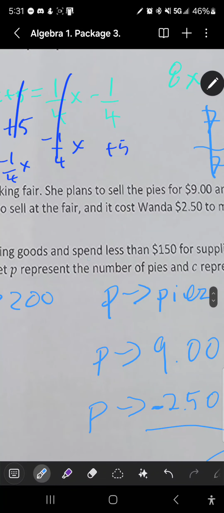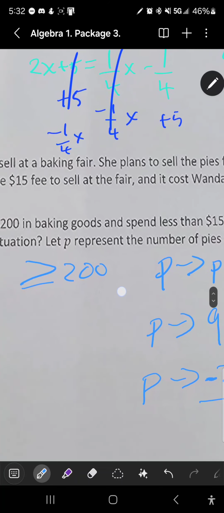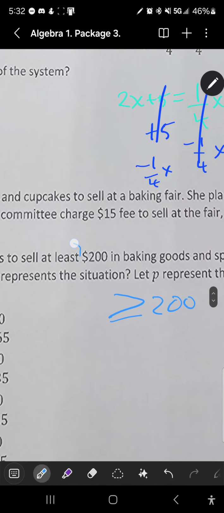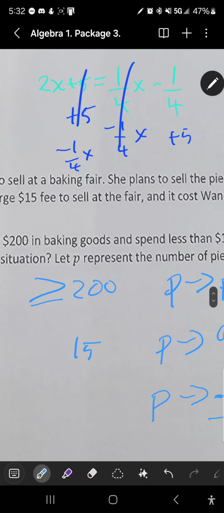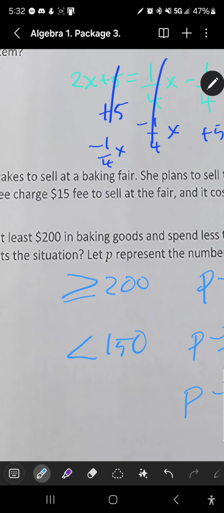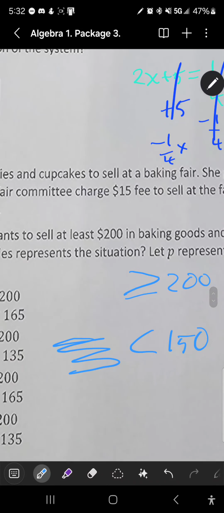Now, additionally, we want to spend less than 150 for supplies. And here they're saying at least, so 200 is included. Like, if we earn 200, we're good. If we earn 199.99999, we're not. Now they're saying that we want to spend less than. They are not including the 150. They don't say at most. They're just saying less than. So 150.0 is not fine, but 149.99999 is good. The X amount we're going to spend is less than 150.